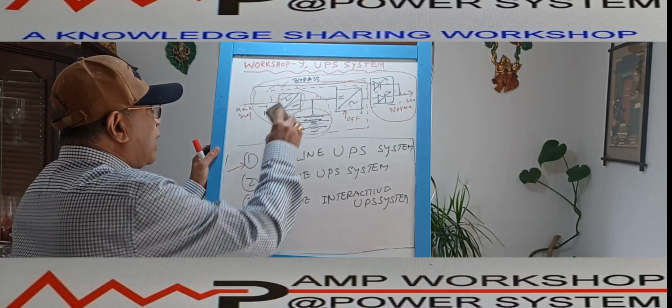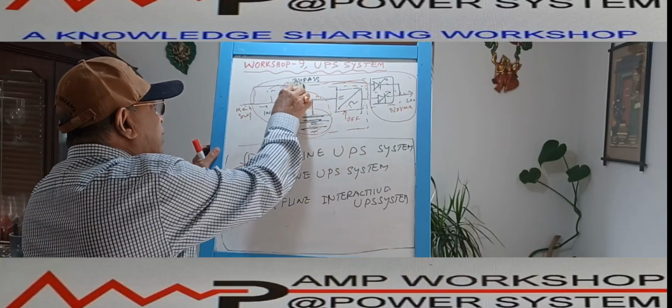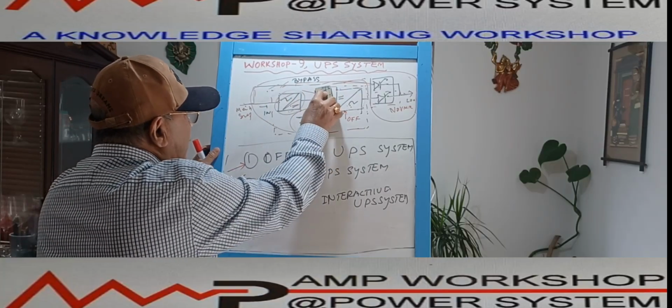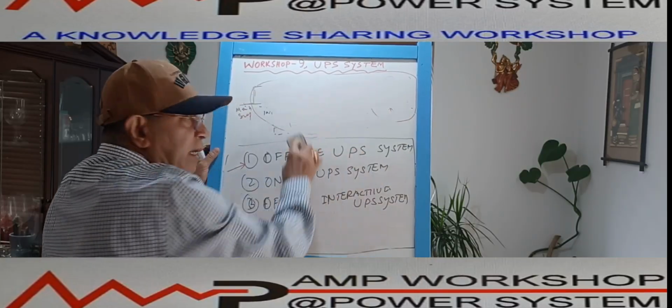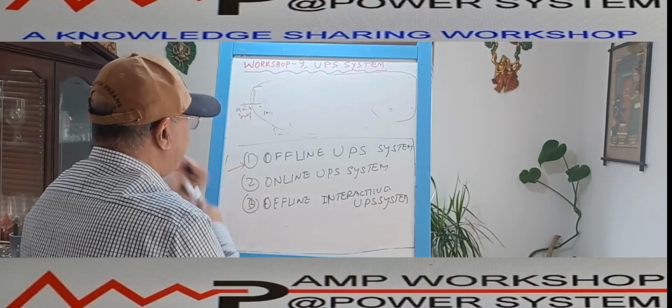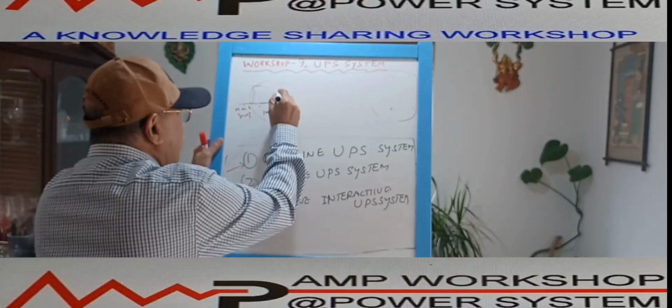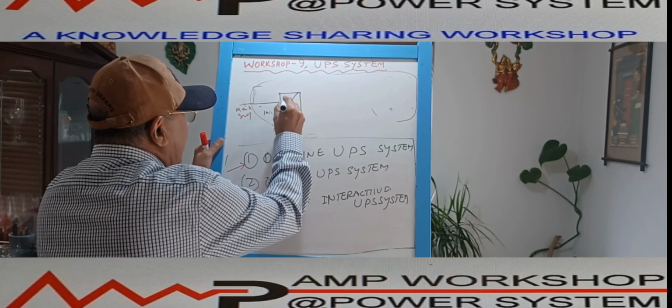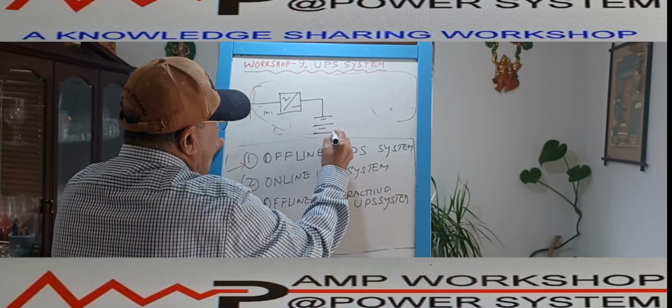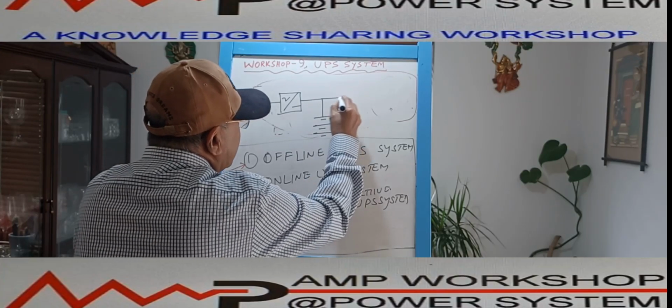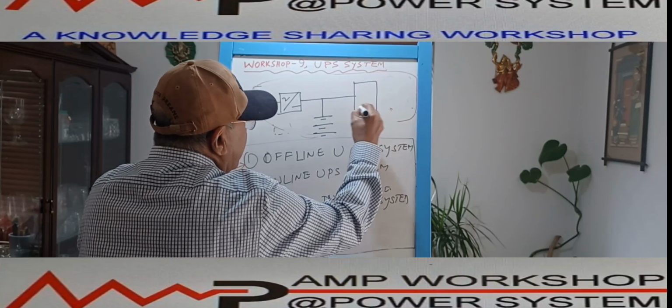Now if we go to the online UPS system, how does it work? It is the same logic. We can erase from here. It is the same arrangement as we drew for the offline UPS system. This is my rectifier, then this is my battery, and then it is going to the inverter, right?